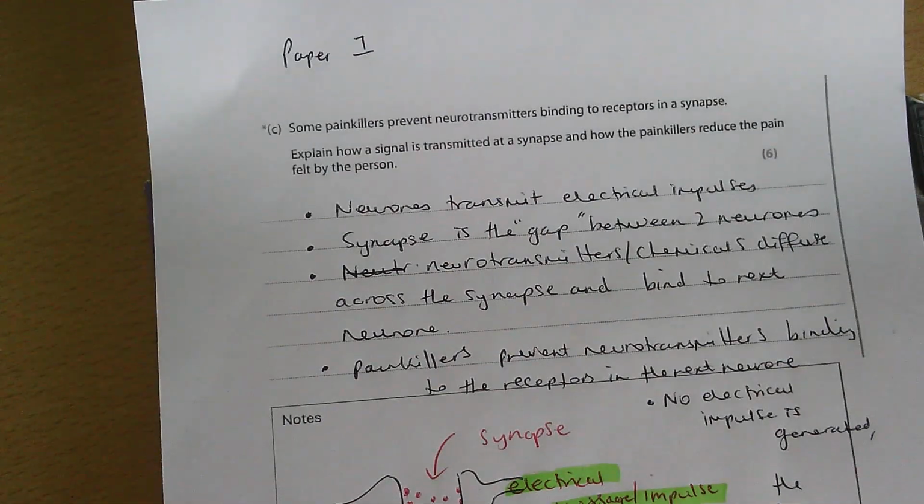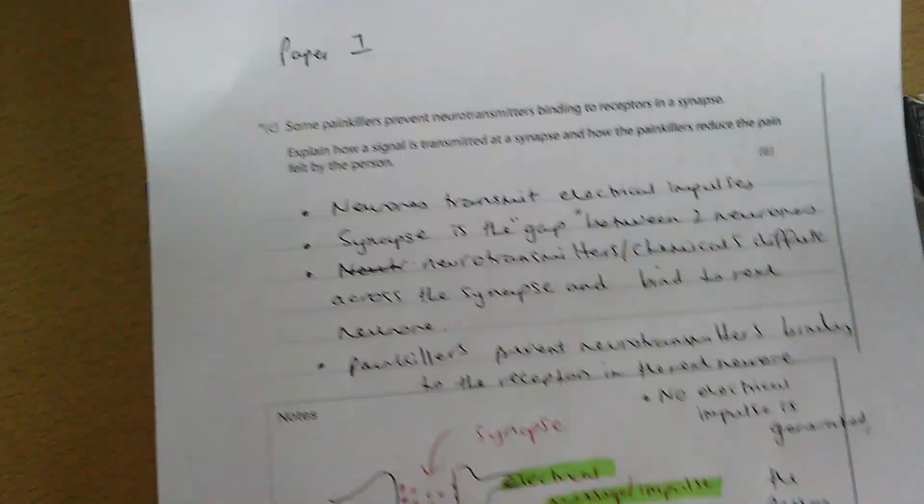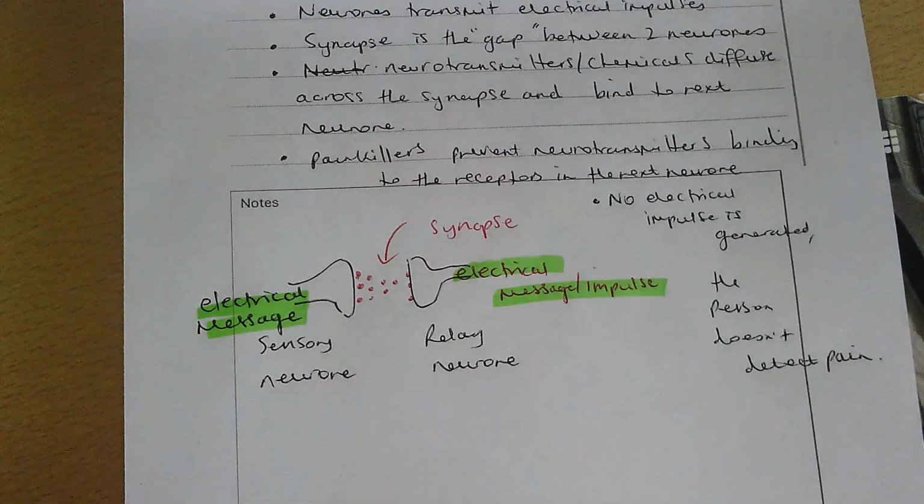So that is just a quick run through of neurotransmission and painkillers. Hopefully it helps. Cheers.